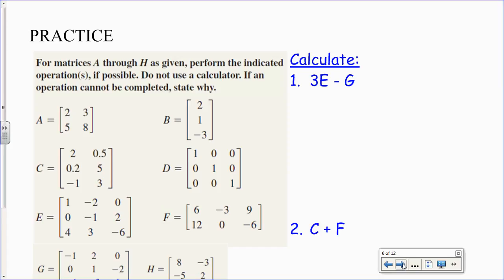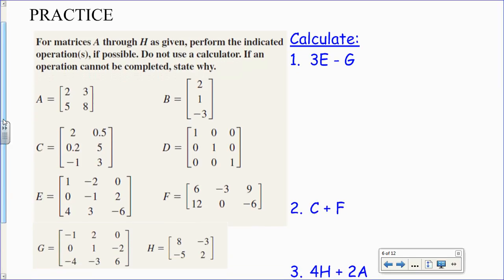We're going to put together the scalar multiplication and the addition and subtraction. So because we're adding and subtracting, we need to make sure that they're the same size, so you would check that first. So matrix E is what size? And G? Okay, so can we subtract those? Yes. Follow order of operations, so multiply E by 3 first. Okay, so we're going to multiply that by 3.